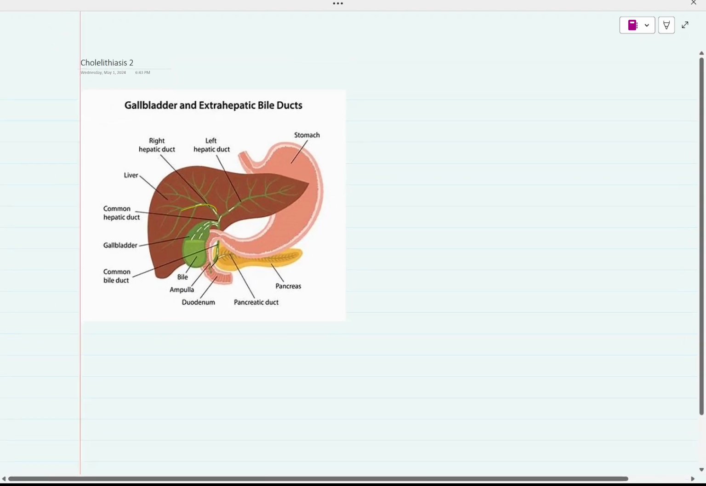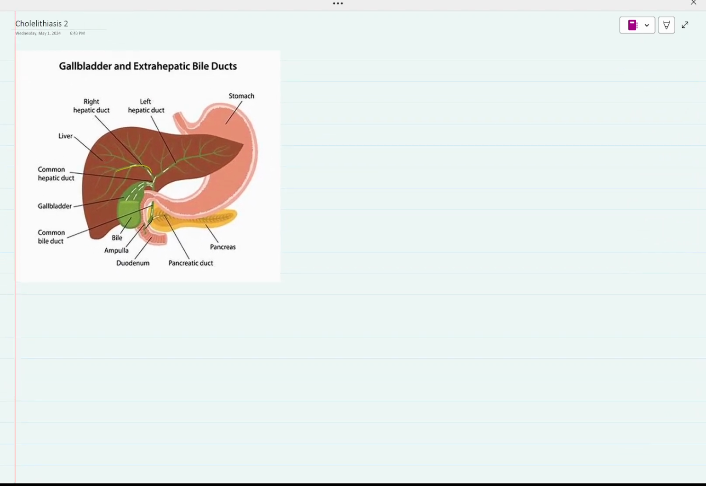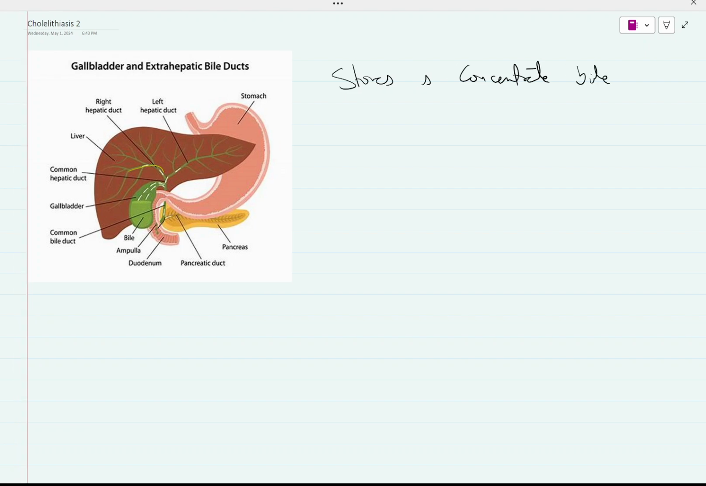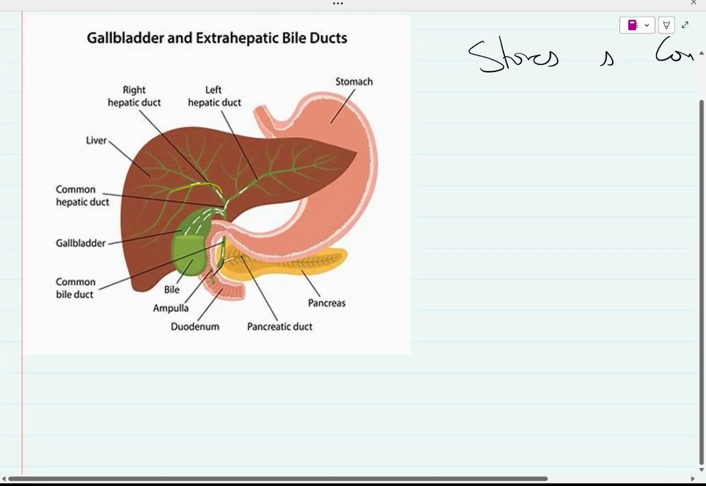So what is the gallbladder? The gallbladder is a hollow intraperitoneal organ that stores and concentrates bile. You need to focus on this diagram that I already got from Google.